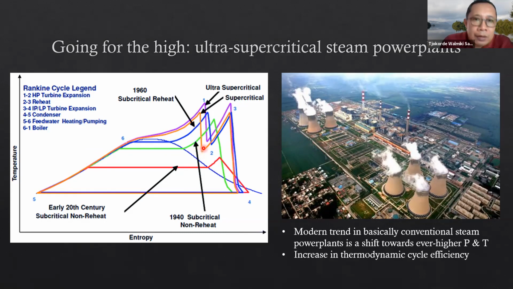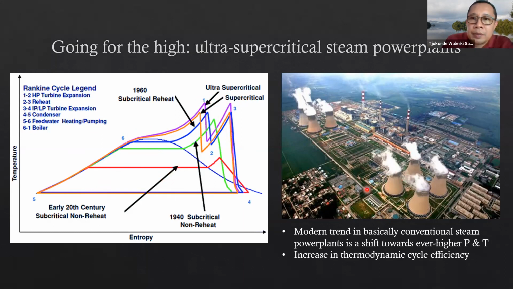And the latest technology is actually going even higher in terms of boiler pressure and temperature. So it is called ultra supercritical. Ultra supercritical steam power plants. It's this purple curve here. Okay, it goes from there, there, there, and so on.